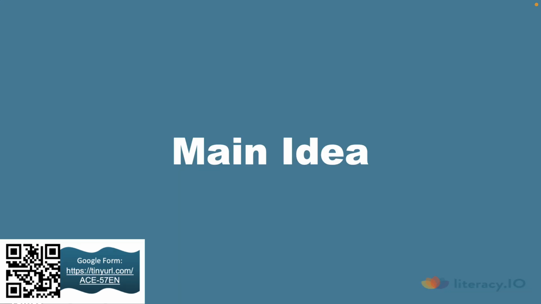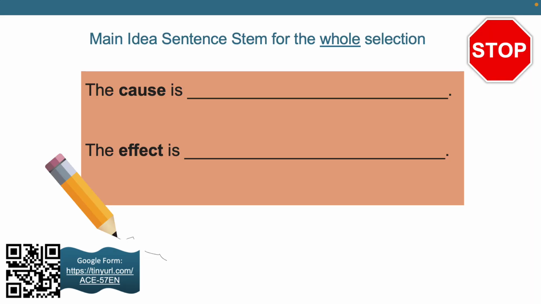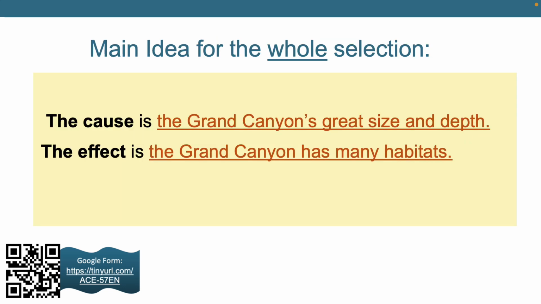Now it's time for us to construct our main idea. And remember, when we're constructing our main idea, we're using a sentence stem for the whole selection. So I identified this story as a cause and effect. This is my main idea for the whole selection. The cause is the Grand Canyon's great size and depth. The effect is the Grand Canyon has many habitats.